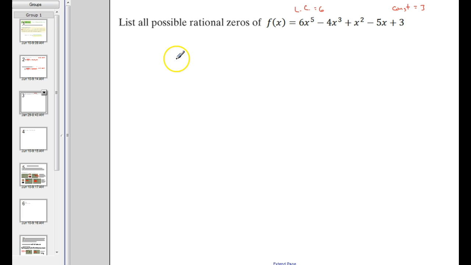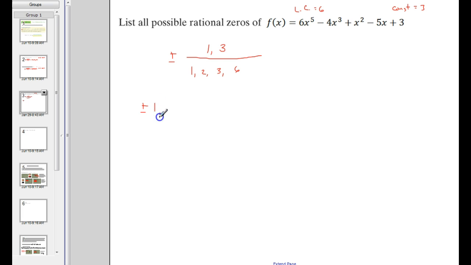So the possible rational zeros are plus and minus the factors of the constant term, which are 1 and 3, divided by the factors of the leading coefficient, which are 1, 2, 3, and 6. And again, we make every single possible fraction we can make here. So I'm going to start with the 1. Use every denominator. So that's plus and minus.